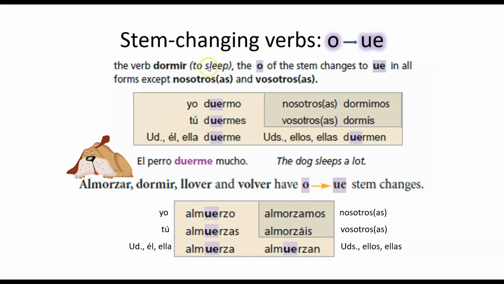All right, the verb dormir, to sleep. This O changes to UE, right? We, o, we. And it's an IR verb ending. You still need the IR endings here, like imos.